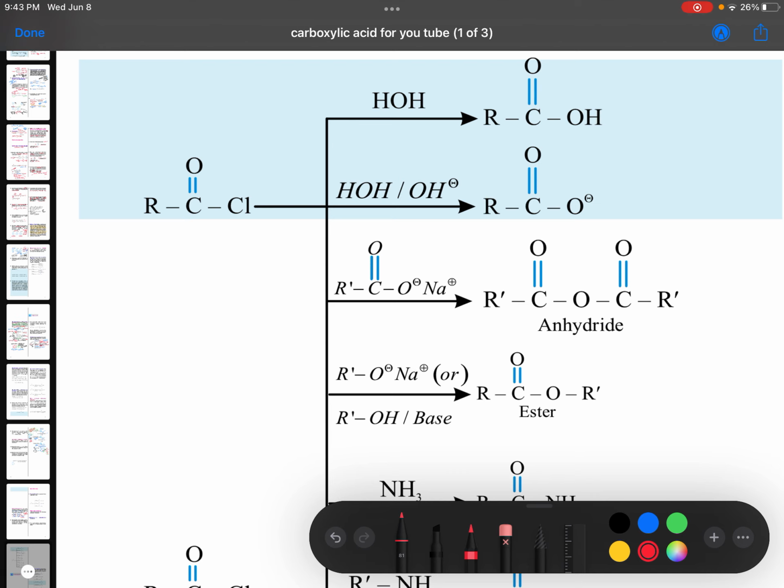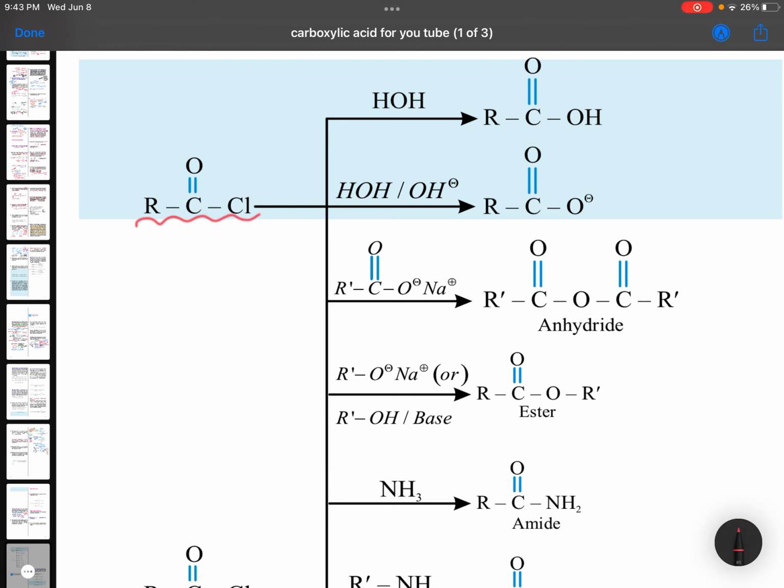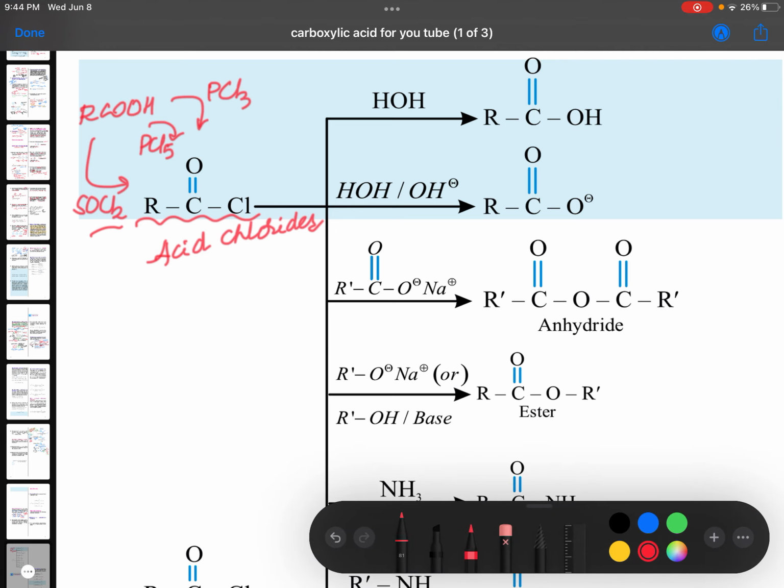I am back with acid derivatives. In this class, we'll go with acid chlorides. Acid chloride properties we'll discuss. Actually, it is prepared from RCOOH by the treatment of PCl3 or PCl5 or SOCl2. We have discussed this in our past video. You can check that video. Acids, when they are treated with PCl3 or PCl5 or SOCl2, you will be getting their RCOCl, that is acid chlorides.